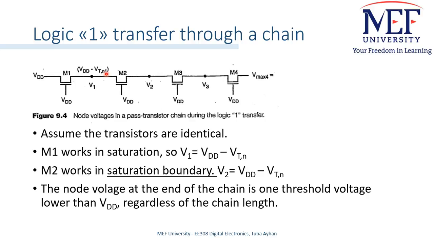Now, assuming that the pass transistors in this circuit are identical, the second pass transistor M2 operates at the saturation boundary, and so do M3 and M4. Regardless of the number of pass transistors in the chain, the node voltage at the end of the pass transistor chain will become one threshold voltage lower than VDD.